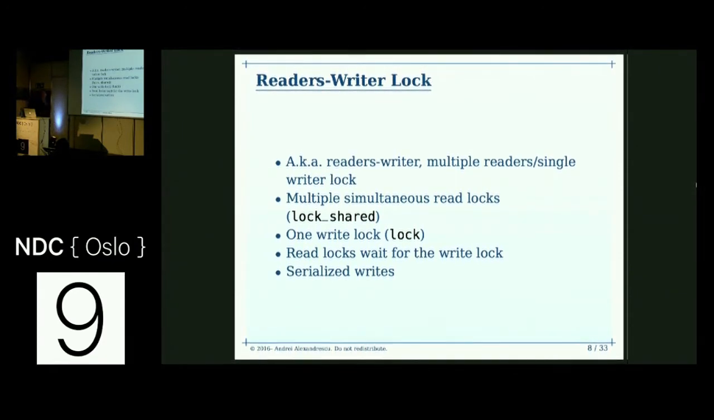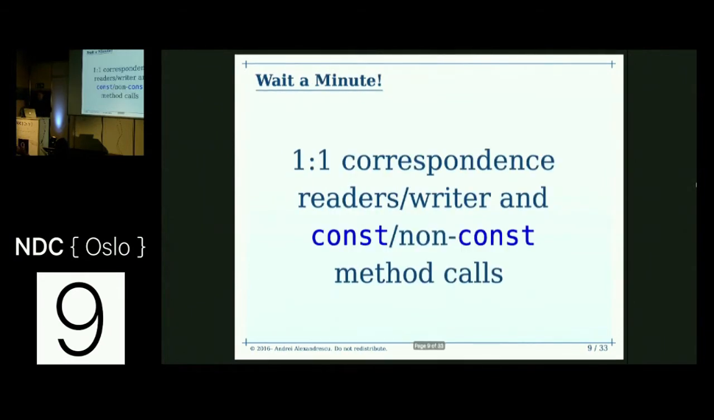This is the nice thing that is noticeable. You're looking at a one-to-one correspondence. Am I making sense here? Am I gaining your trust so I can trick you into using a template and something? I'm going to even pull a macro on you if I feel like it, right? So, one-to-one correspondence: readers, writer, and const, non-const.